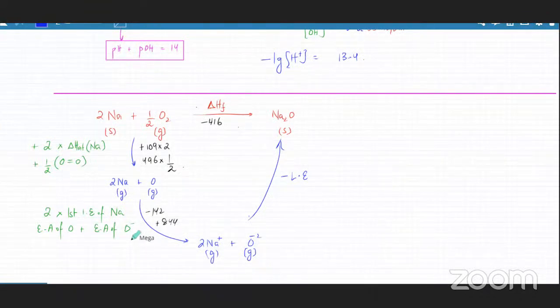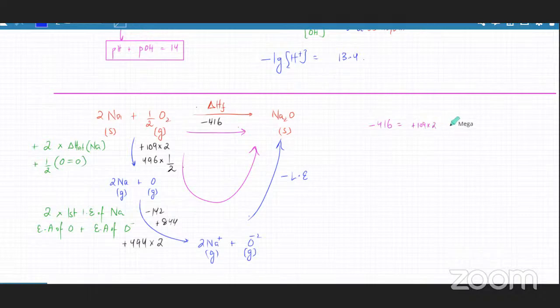So it would be 494 times 2, and this is also going to be plus. So all your values are there except for this last one. Now Hess's law states that one path is equal to the other path. So this is one path, and this entire thing is your other path. Remember to draw the Born-Haber cycle because otherwise you won't be able to figure out the moles in this. So minus 416 is equal to this entire other path, which is plus 109 into 2, then 496 into half.